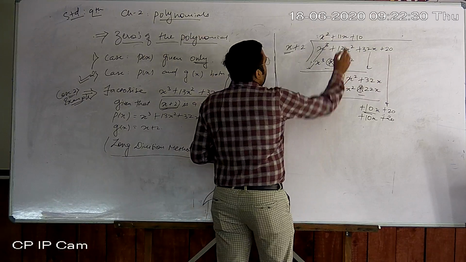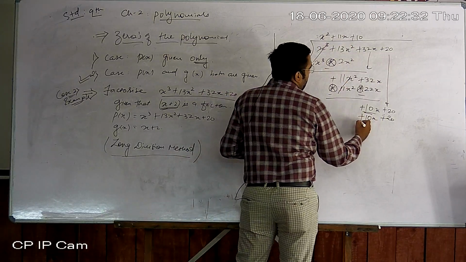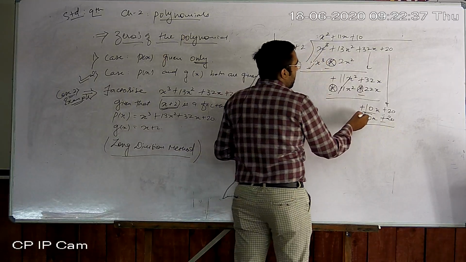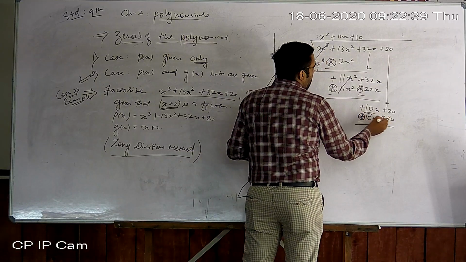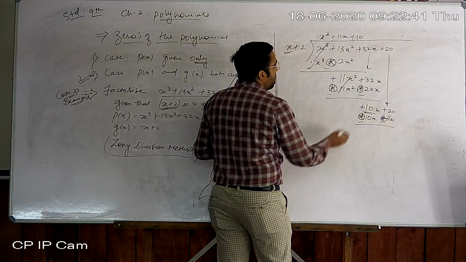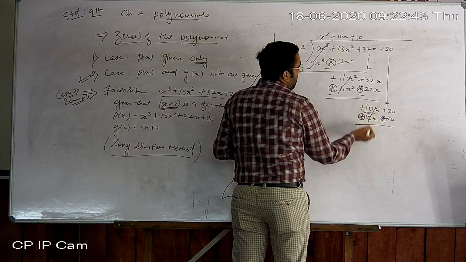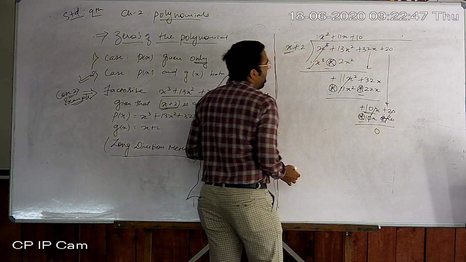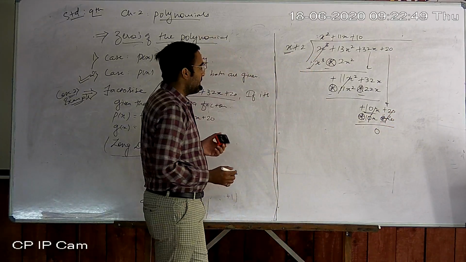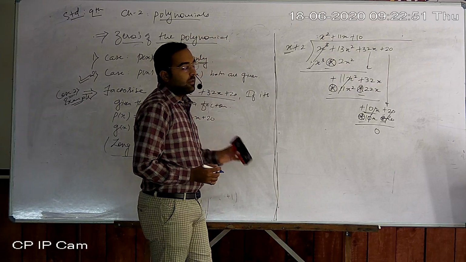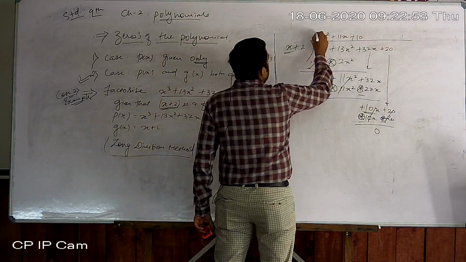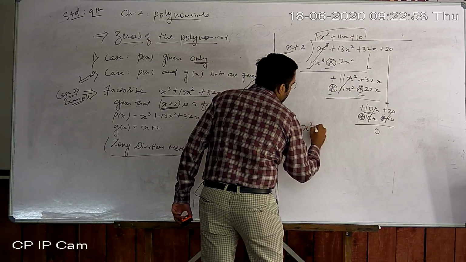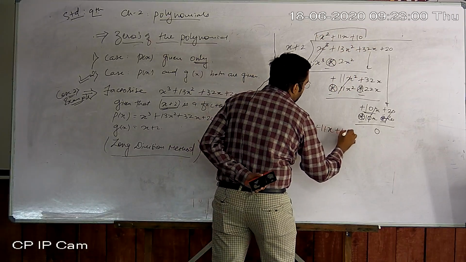Now 10 into 2 is 20, and to subtract them we change the sign. Then these cancel out. So plus 10 and minus 10 cancel out, and plus 20 and minus 20 also cancel out, and my remainder comes 0. Now your question is x square plus 11x plus 10.